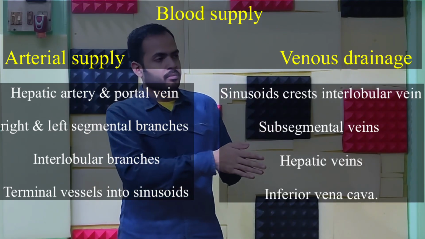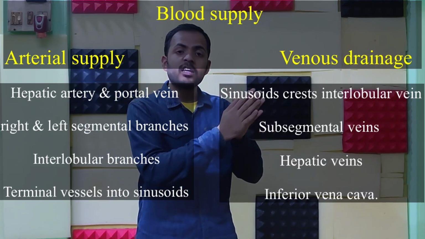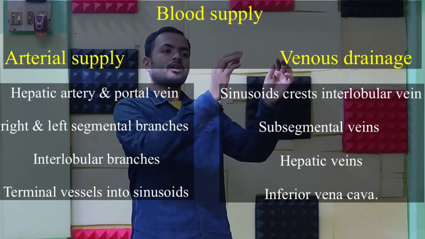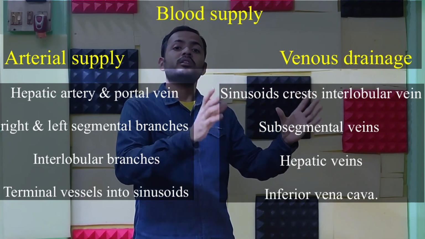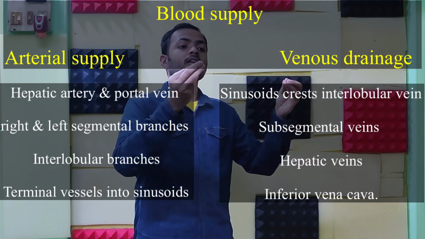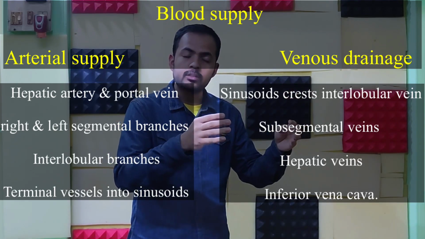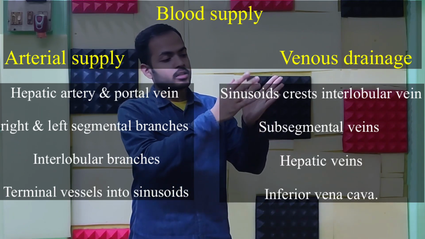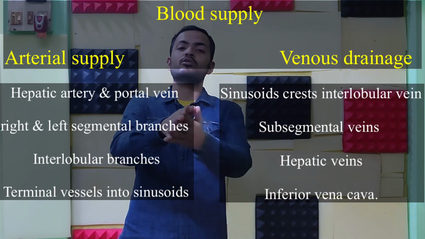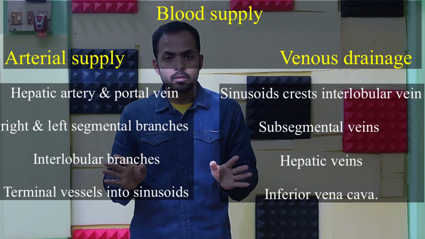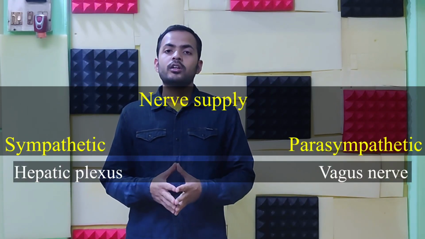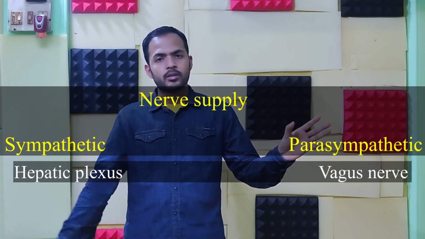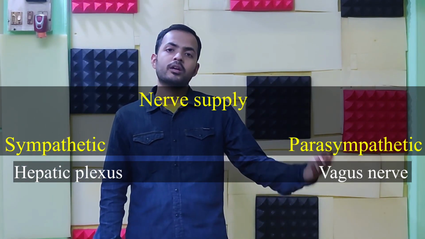Coming to the venous drainage, the sinusoids create interlobular veins. These interlobular veins create subsegmental veins. These subsegmental veins merge together and create hepatic veins. Now, these hepatic veins ultimately drain into the inferior vena cava. Okay, and in the nerve supply, you are getting sympathetic and parasympathetic parts. The sympathetic part is coming from the hepatic plexus, and the parasympathetic part is coming from the vagus nerve.